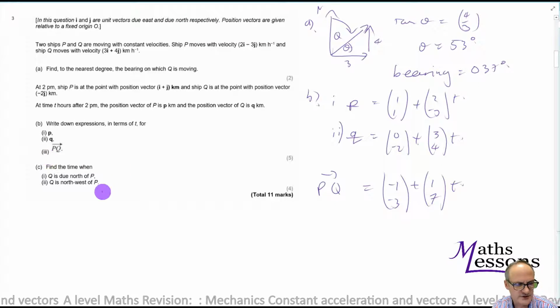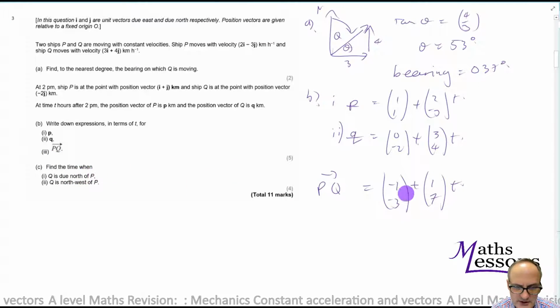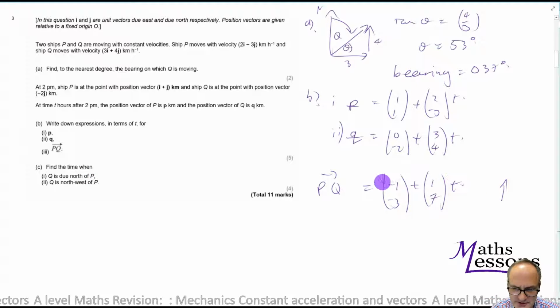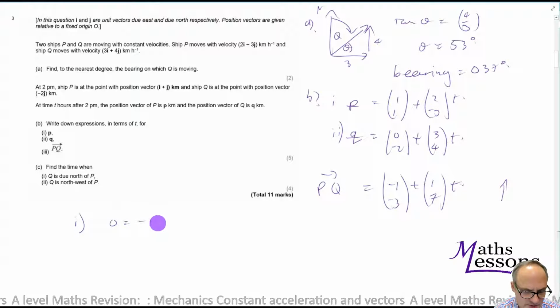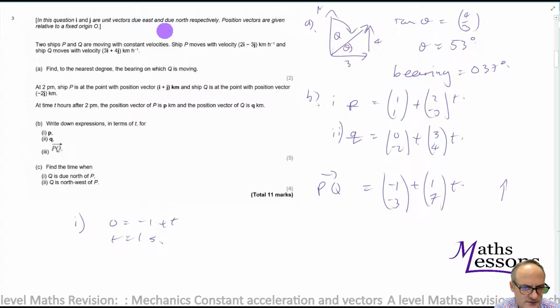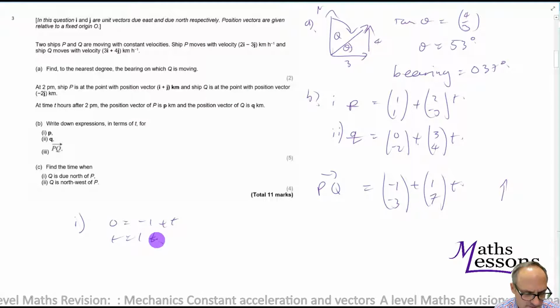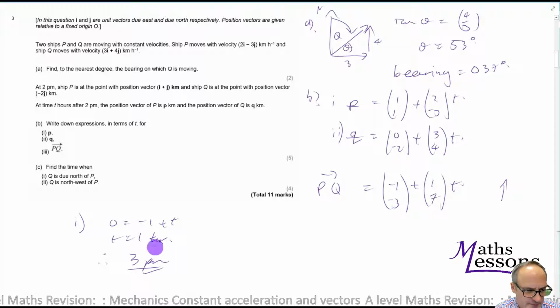Now we want to find the time when Q is due north of P. If Q is due north of P, remember it's going to be directly above, so the i bits of this will be equal to 0. So 0 will equal minus 1 plus t, so t will equal 1. Not 1 second, 1 hour, I think it is. We're doing kilometres per hour. So therefore it will be at 3 p.m., because it was 2 p.m. when it started.